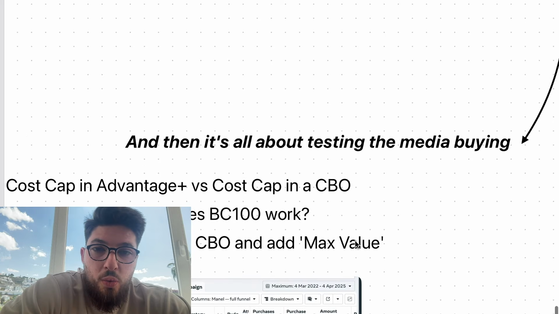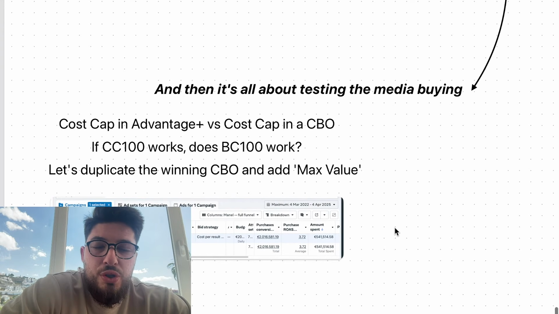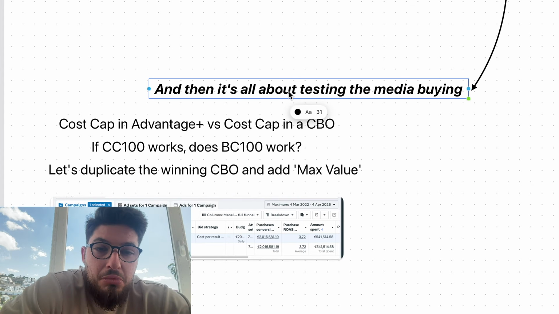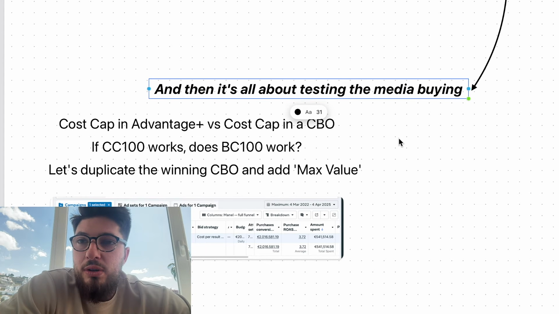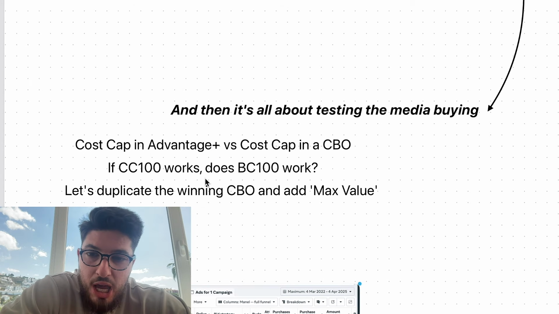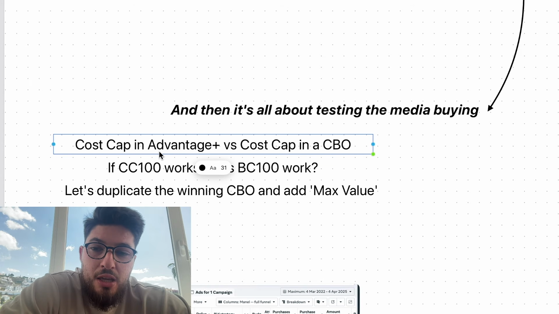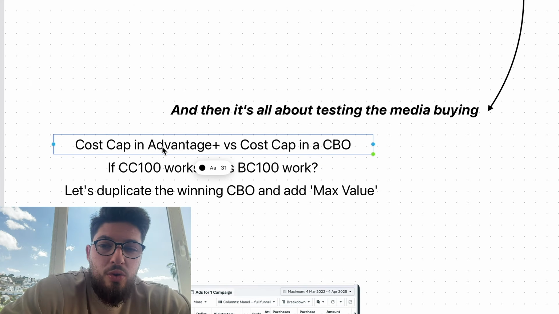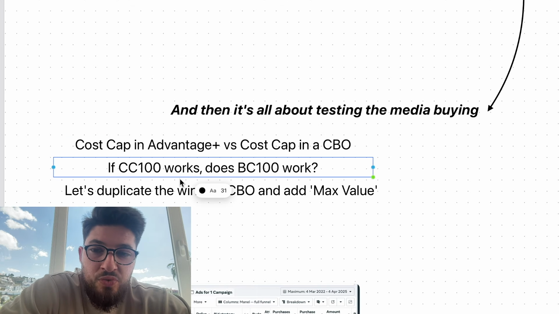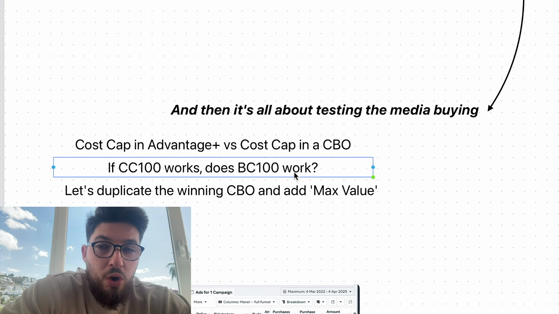And later, when do you introduce bid cap? When do you introduce max value? It's all about testing the media buying. So you don't only test creatives, you also test combinations. And the combinations can be, does cost cap work better when I do Advantage Plus or when I do a CBO? I don't know, let's see. If cost cap 100 works, does bid cap 100 work? Good question, let's try it out.